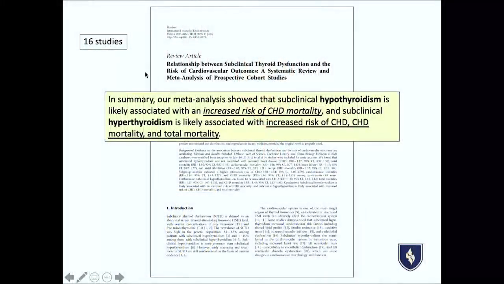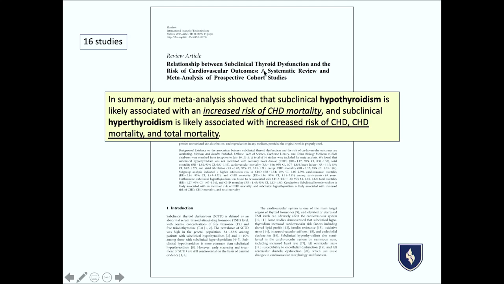Okay, this is a study that was published. It was a meta-analysis of 16 studies looking at the relation between subclinical thyroid dysfunction and risk of cardiovascular outcomes. They go on to say that, in summary, our meta-analysis showed that subclinical hypothyroidism is likely associated with an increased risk of coronary heart disease and mortality, and subclinical hyperthyroidism is likely associated with increased risk of coronary heart disease, mortality, and total mortality.